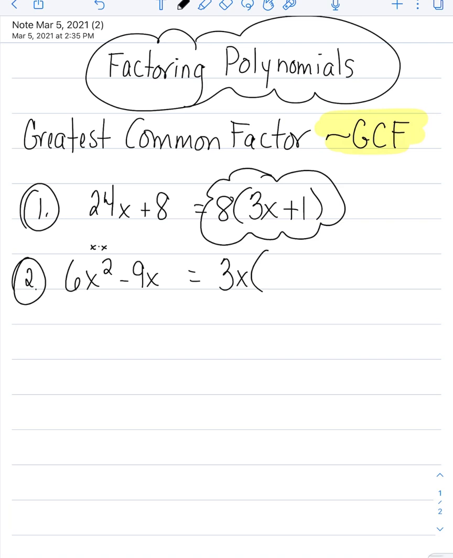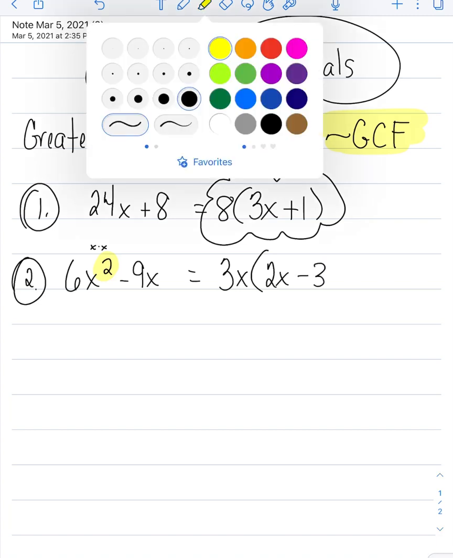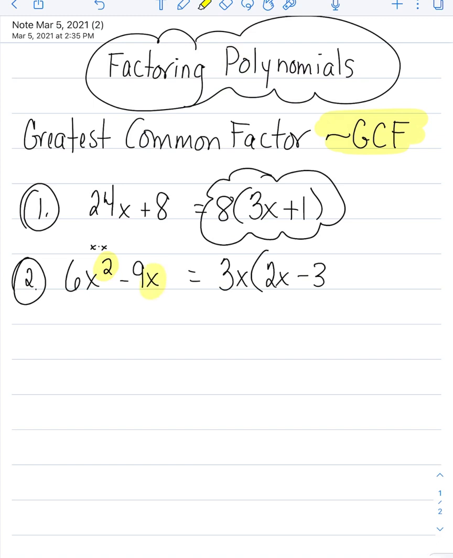So watch this. 6 divided by 3 is 2. I had 2 x's, I took 1 out, so I'm left with 1. Now let's deal with the minus 9x. Negative 9 divided by 3 is negative 3. I had 1 x here. Well, I factored out an x, so I'm left with no x's inside there. So this polynomial fully factored is 3x times 2x minus 3.